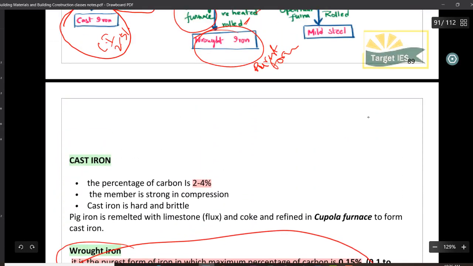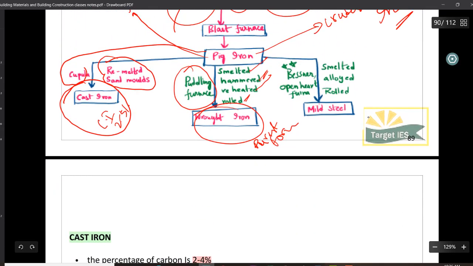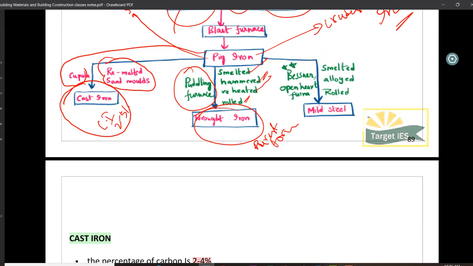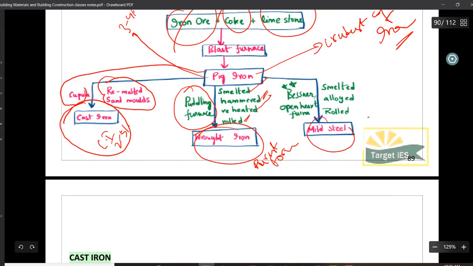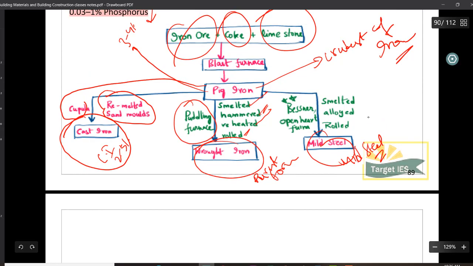Okay, so remember this carbon content. ये question काफी important है. ESE में भी पूछ सकता है. And then coming to mild steel, our favorite mild steel. See, obviously iron and steel में एक फर्क है. Steel is an alloy. We are adding something more to the iron so that properties are improved.